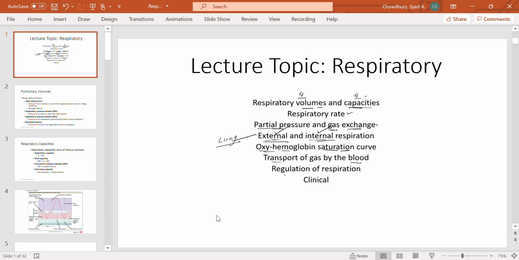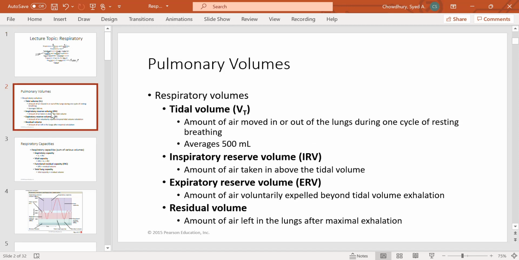Then we'll talk about the regulation of breathing or respiration. In your brainstem, pons and medulla oblongata, you have the respiratory centers, and the centers control the breathing. Okay, so we'll see what are those respiratory centers and what they do to regulate the rhythmic breathing. Then we'll talk about few clinical conditions. So what are those four respiratory volumes?